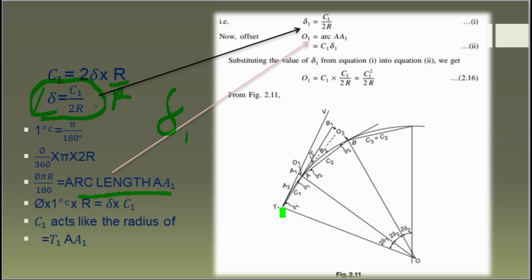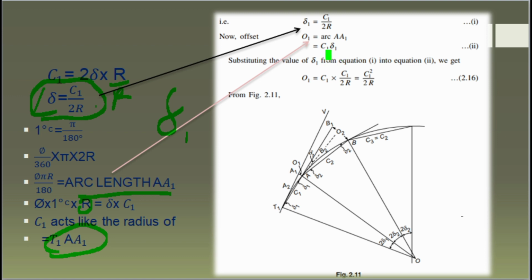So C in this case, C1, acts as the radius of the figure. So our figure T1 A A1, the radius of that figure is represented here. So our radius is the same as the C1. That's why I have directly changed that. So our C1 acts as the radius of the given figure here. So this becomes C1 multiplied by the deflection angle 1.